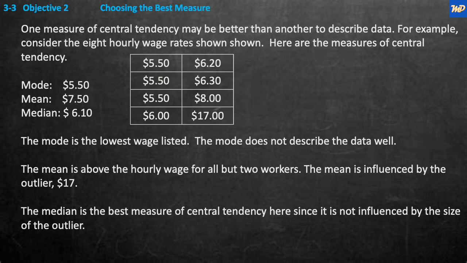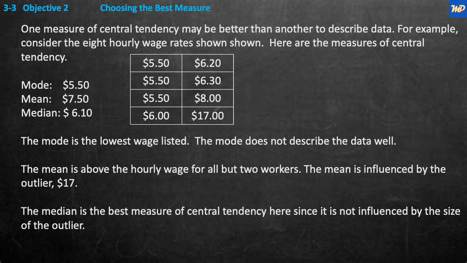Okay, objective 2, choosing the best measure. One measure of central tendency may be better than another to describe the data. For example, consider the 8 hourly wage rates shown below. Here are the measures of central tendency. The mode of those 8 values is 550. Look at, there are 3 of them.